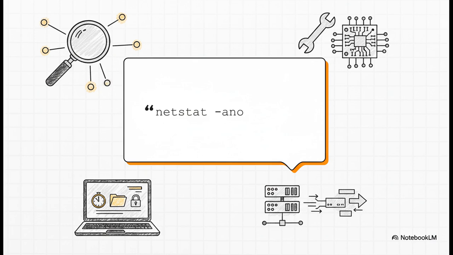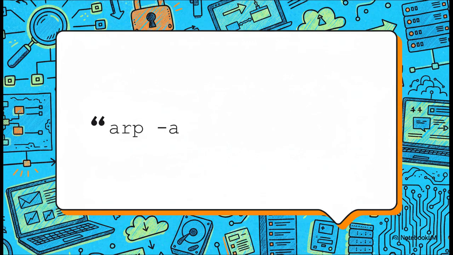First up, we have netstat. Running netstat -ano is kind of like checking a building's current occupant list. It shows you every single active connection, which doors are propped open and listening, and this is the really important part, it tells you exactly which program is responsible for each connection. So if you see some weird program you don't recognize talking to a suspicious address, bam, that's a huge red flag.